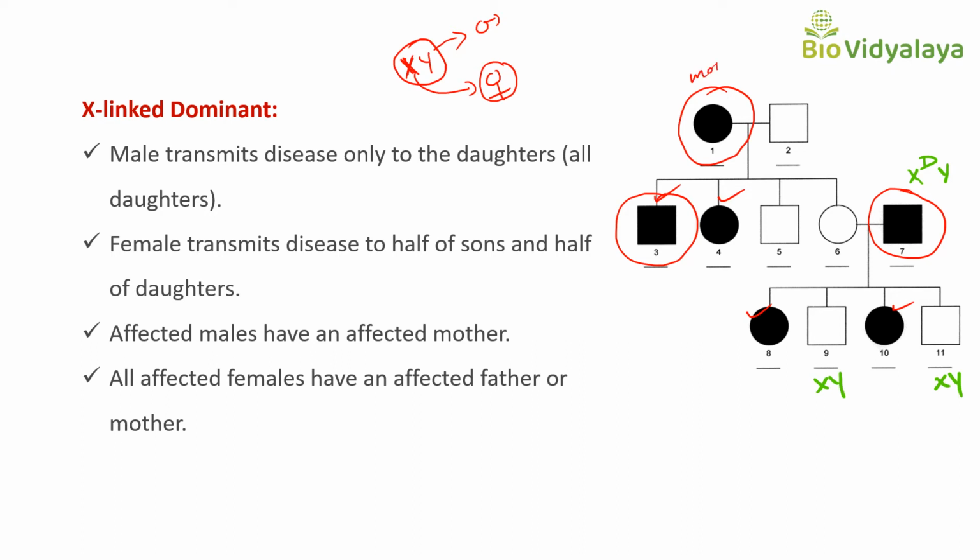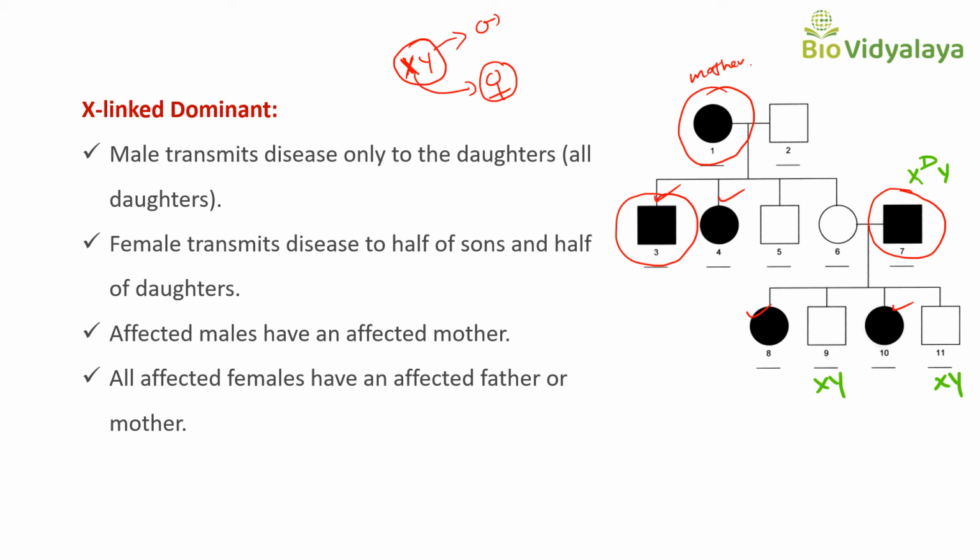Okay. Because in males X chromosome is coming from his mother. Okay. That's why affected male have an affected mother. And fourth condition, all affected females have an affected father or mother. In the case of female, there are 2 chances of getting X chromosome. One from mother and another from father. So, all affected females have an affected father or mother.